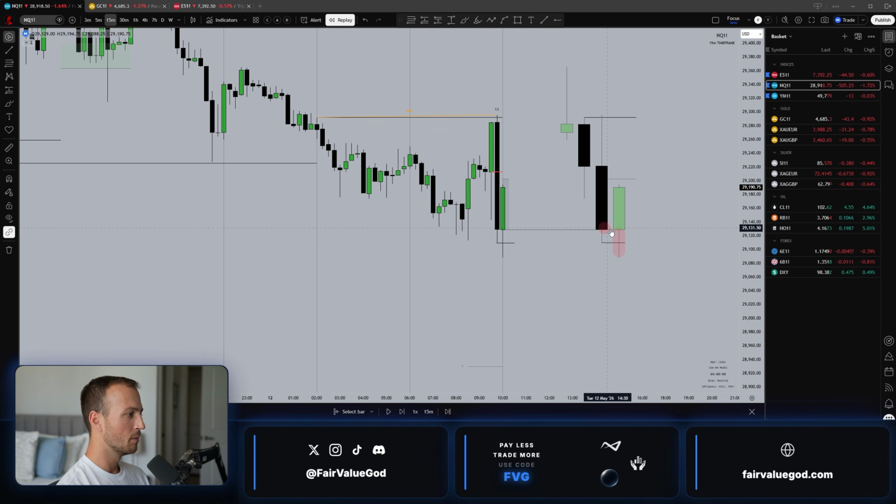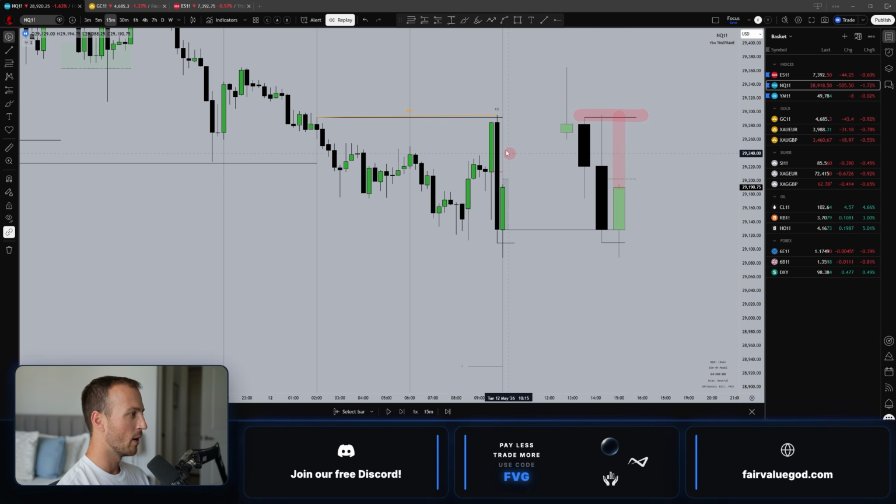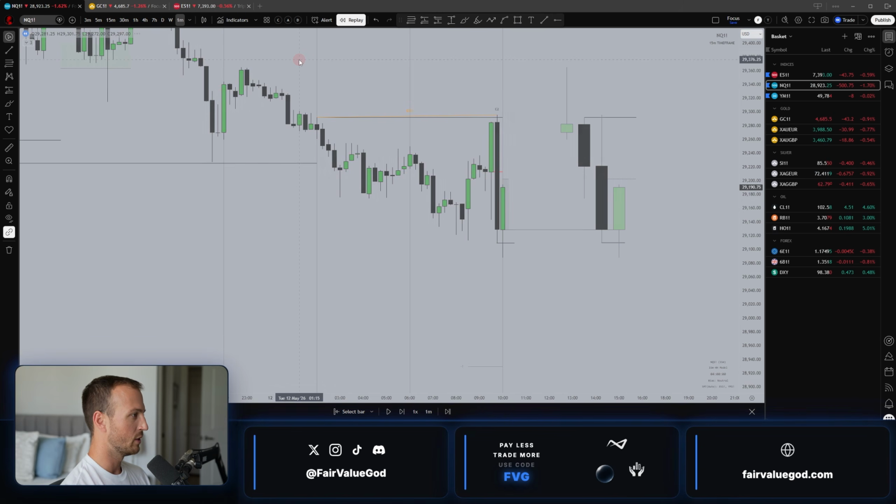Shallow run below the previous, back inside the range immediately. And I was looking for some expansion on the 4-hour back up to these highs right here. All right. Same thing on the 15-minute. Shallow run, close back inside the range. And so I looked on the 1 minute for an entry, my first entry.